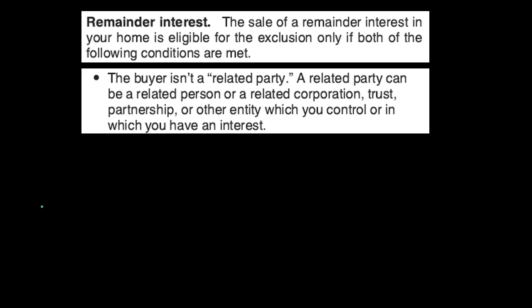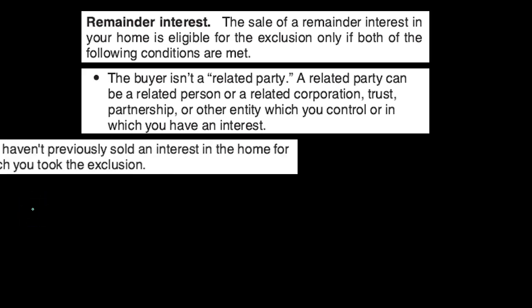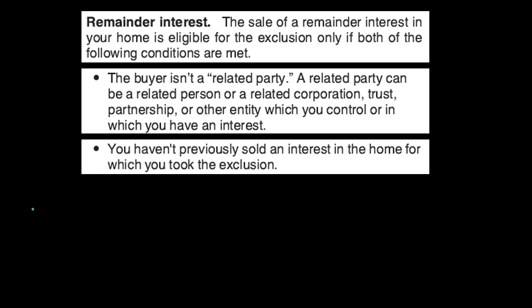So notice when we think about the related person, we often think about family members as a related person. Obviously, related people as well from a tax standpoint. The IRS is very skeptical if there's any kind of control, if we have control over the related interest. Obviously, if we're talking about some type of entity that we have ownership or control in, then that could be a related interest in that sense as well. Back to the text. You haven't previously sold an interest in the home for which you took the exclusion.